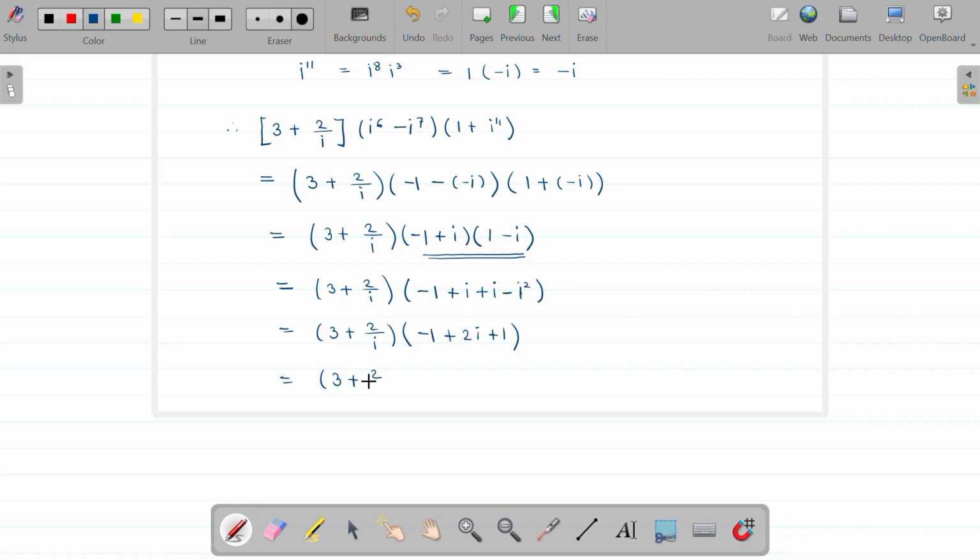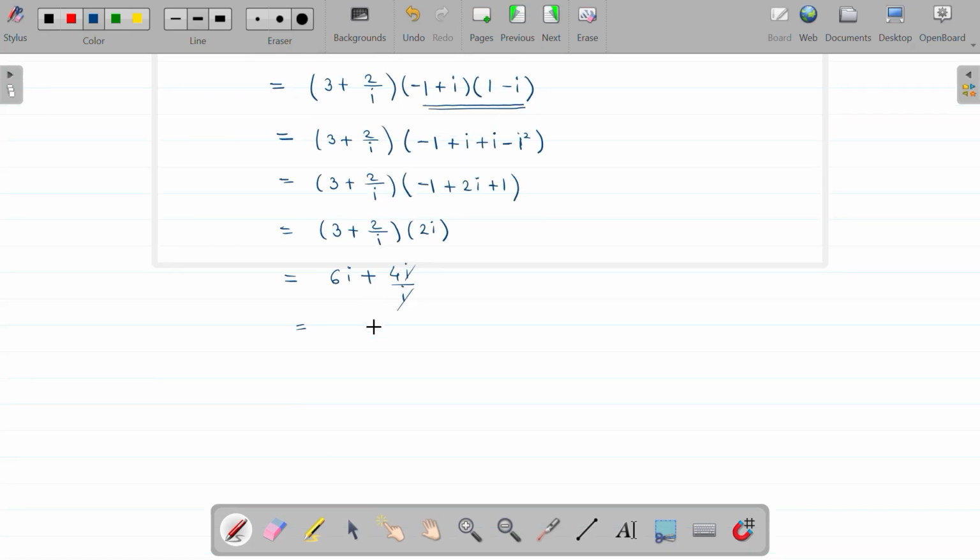(3 + 2/i) and 2i. Let's multiply by 2i. 3 twos are 6i plus 2 twos are 4i divided by i. This i gets cancelled. Here we get 6i plus 4. This can be written as 4 + 6i.